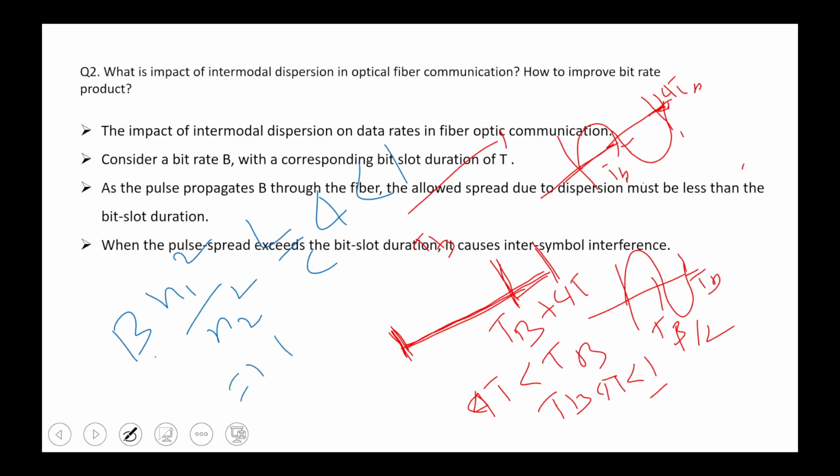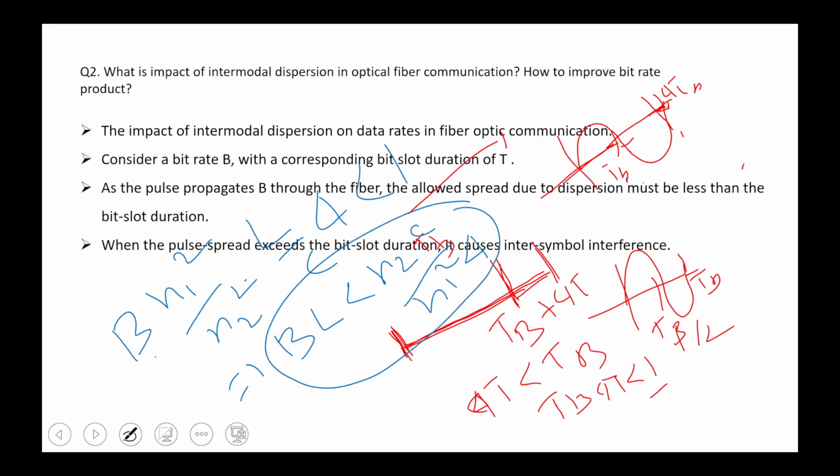So we calculate the bit rate product, BL, which should be less than or equal to n2 c over n1 squared delta. Here n2 is the refractive index of the cladding, c is the speed of light, n1 is the core refractive index, and delta is (n1 minus n2) over n1. So this is our bit rate product.